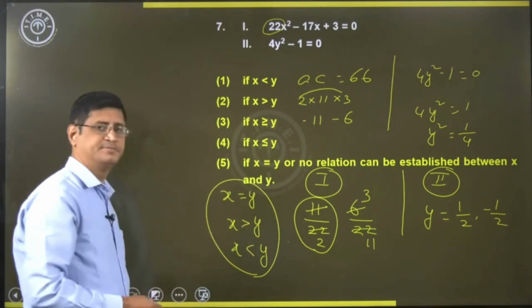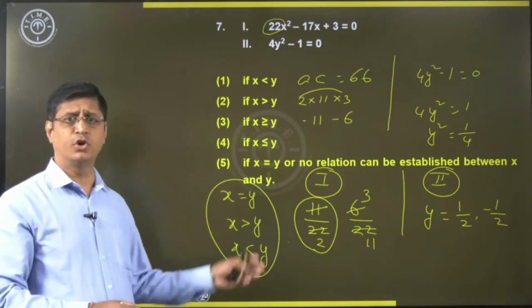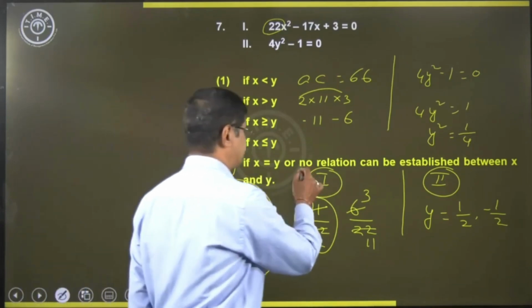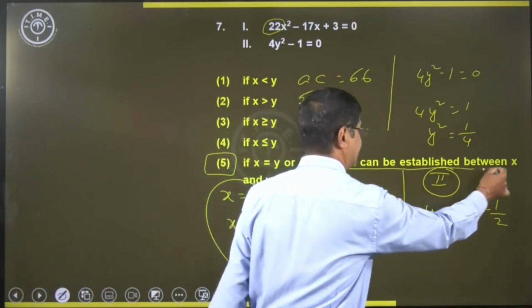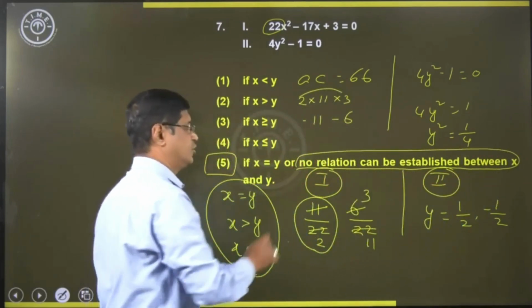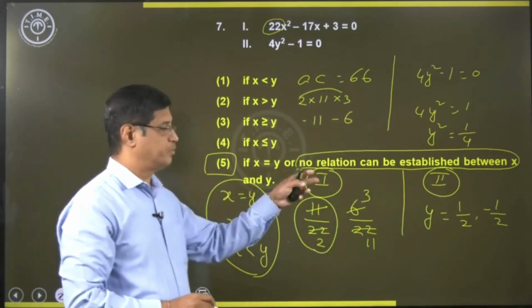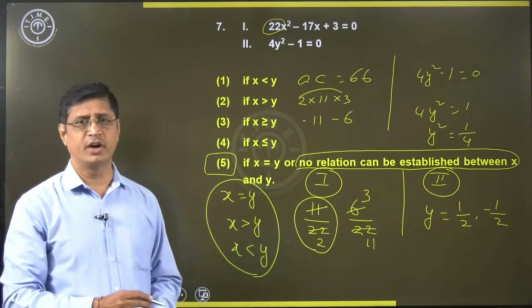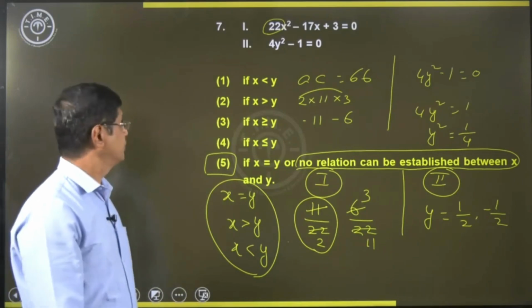Combining these three, we don't have any relation. So what is the conclusion? Choice 5. It is not possible to make a relation between x and y. So what is the right choice? Option number 5, the fifth choice.